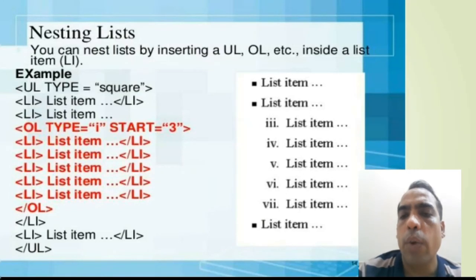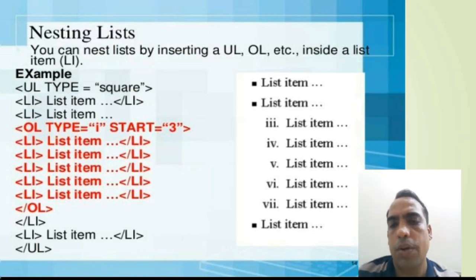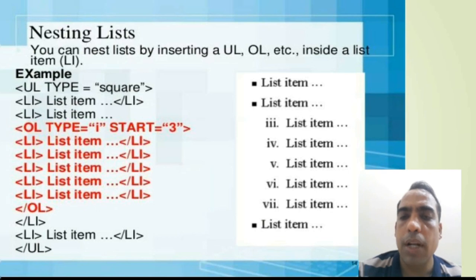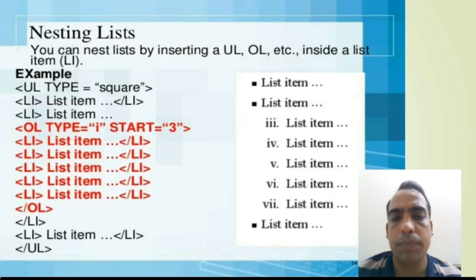Nesting list. When we use multiple list tags in a single list, it is called a nesting list. You can see one example of a nesting list. In this code we have used the UL tag also and the OL tag also. It means we have used multiple list tags. So it is an example of a nesting list. You can see the output of this code.